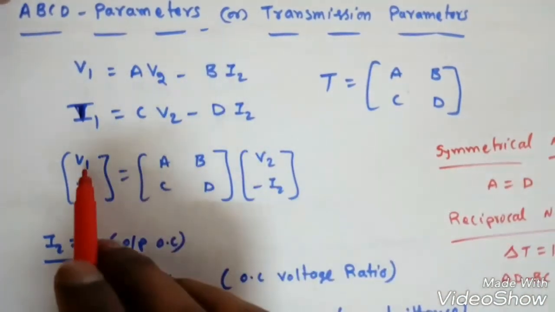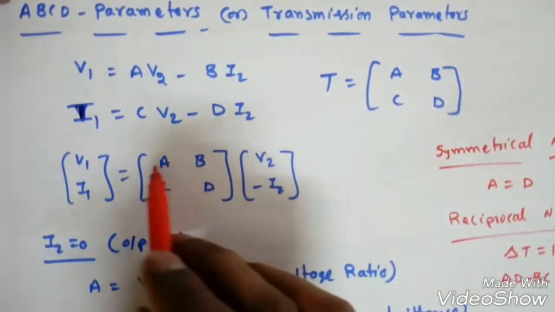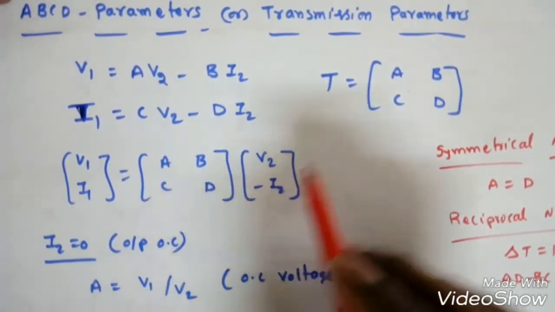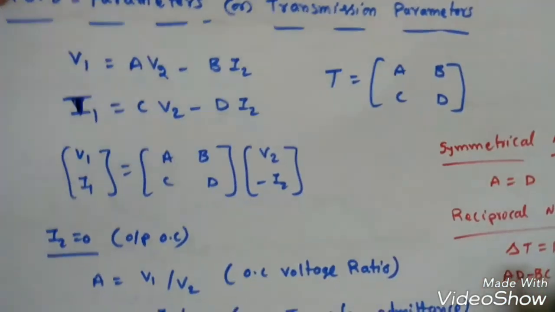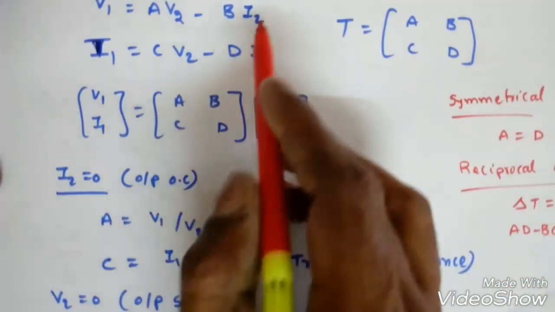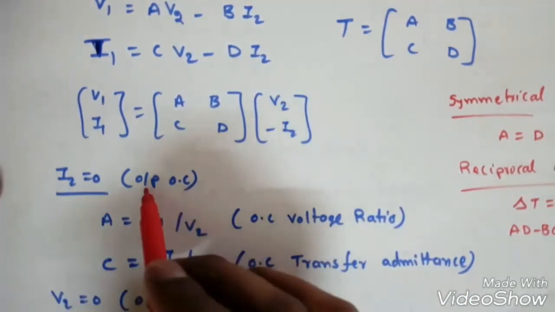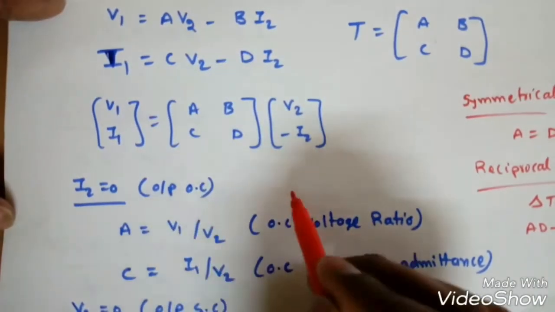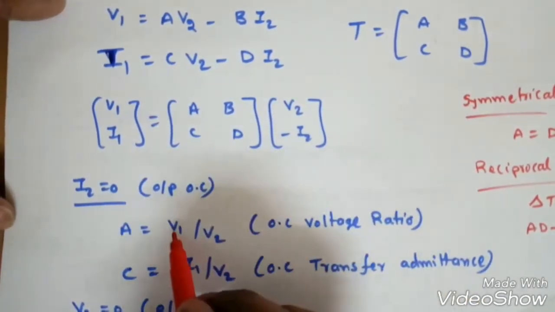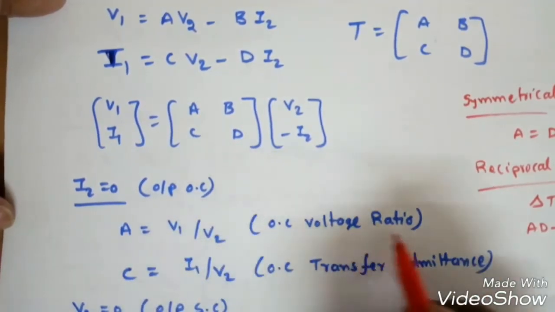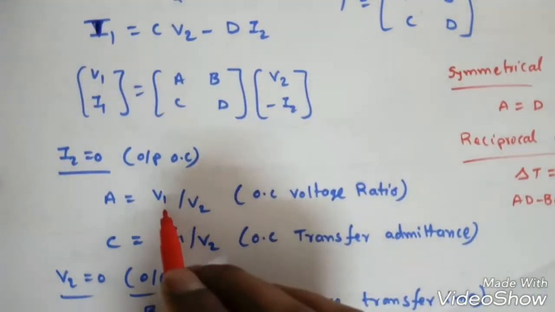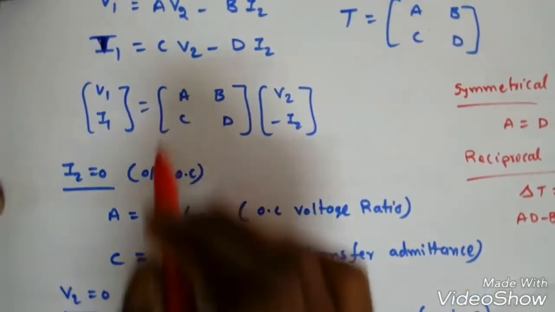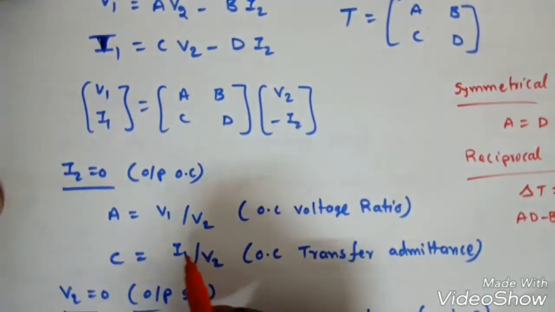Now this can be written like this: V1, I1 and A B C D. See, these parameters are always positive, only V2 and I2 will be negative. So this is the T parameter, A B C D. Now to find the parameters, we'll make I2 0 first, so that the output is open circuit. If I find A, that is V1 by V2. So it is called open circuit voltage ratio, because it is the input voltage by output voltage ratio. We can also say reverse voltage gain, because V1 by V2. Similarly, from the second equation, C is equal to I1 by V2. I by V means admittance.